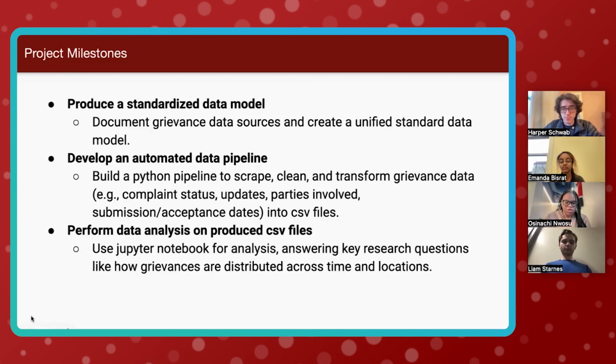Moving on to project milestones, the first thing we did was to produce a standardized data model. This included locating, documenting, and evaluating grievance datasets. Next, we identified relevant fields to extract and mine from the dataset, and then mapped fields from each dataset to a common data model. After this, we developed an automated data pipeline.